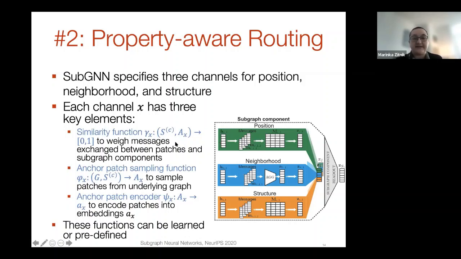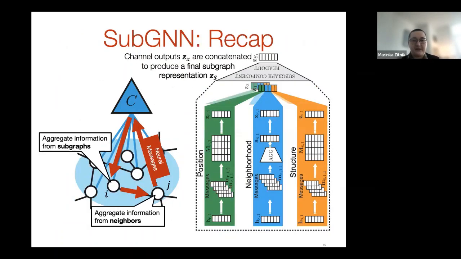Each channel specifies three functions: a similarity function that weighs messages exchanged between anchor patches and subgraph components, then a sampling function that samples patches from the underlying graph in such a way that the sampled patches are very diverse in terms of their structure, position, or neighborhood, and an anchor patch encoder that encodes anchor patches that we can then use to compare with subgraph components. All these three functions fully specify each channel. They can be either predefined or learned.